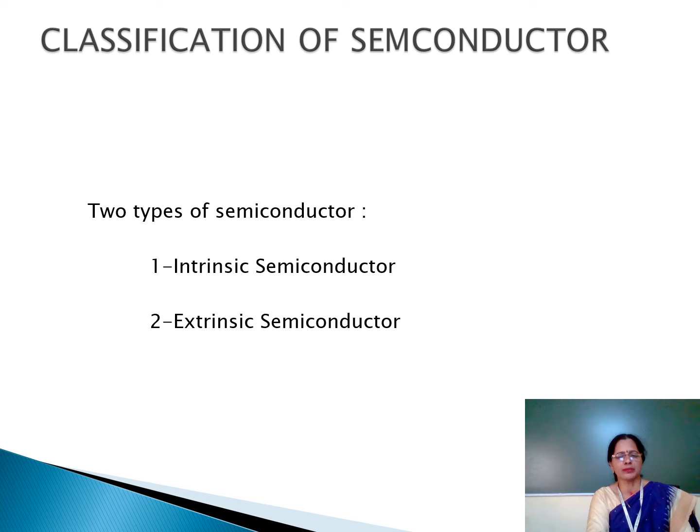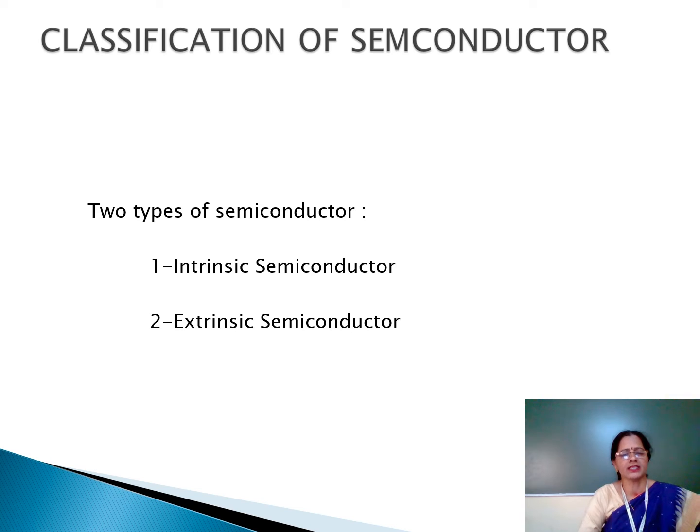But when we add some impurity or some extra material to the pure semiconductor, then that type of semiconductor is known as the extrinsic semiconductor.